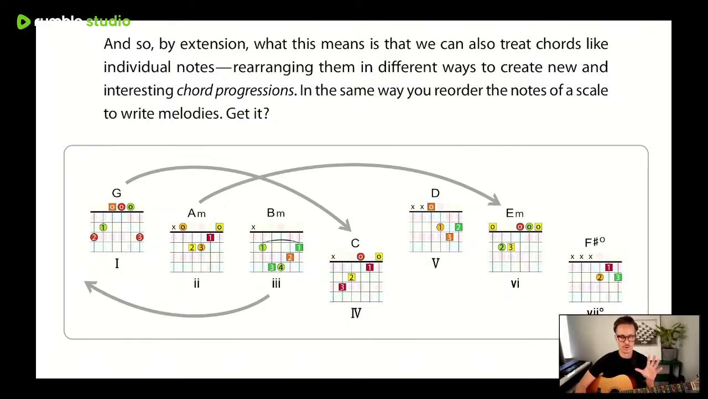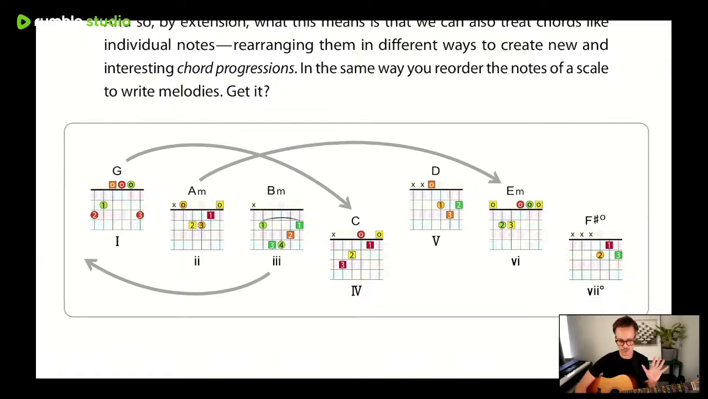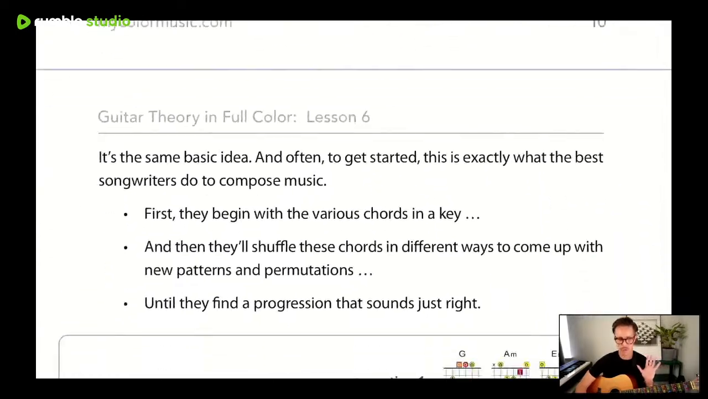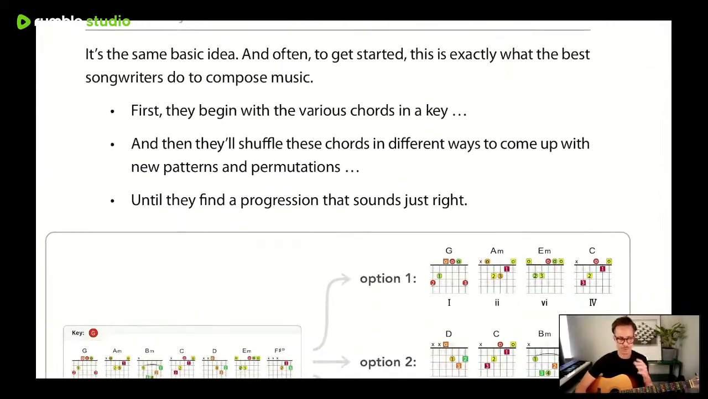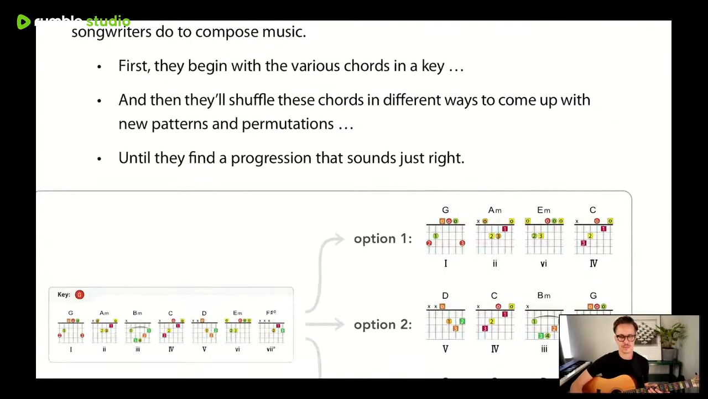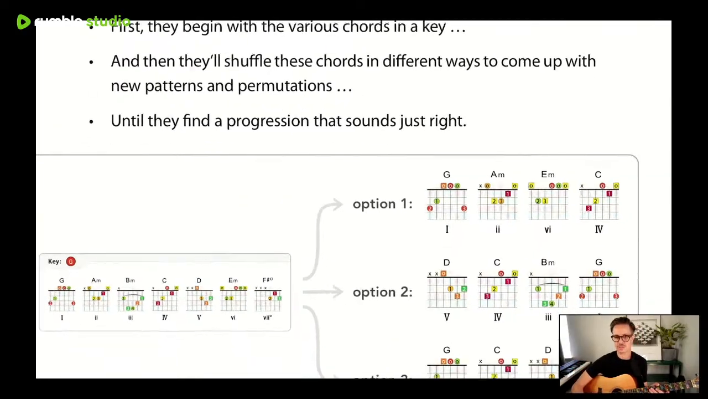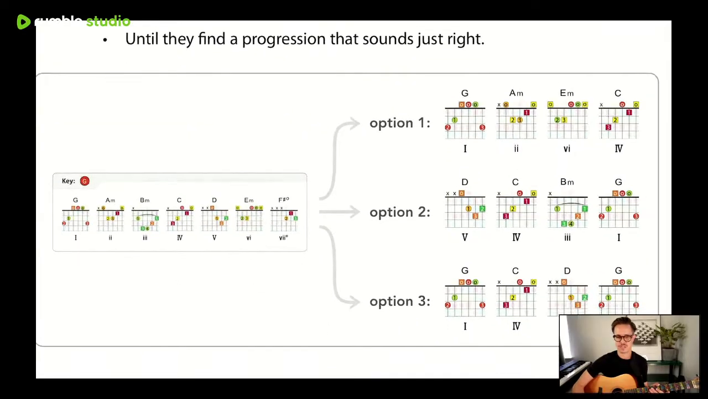Now, there's more of a method to the madness than what I just showed you, but that's just a quick example. We're going to get into how you arrange the chords in ways that really make sense and guide you as you go. It's the same basic idea, and often, to get started, this is exactly what the best songwriters do to compose music. First, they begin with the various chords in a key, and then they'll shuffle these chords in different ways to come up with new patterns and permutations until they find a progression that sounds just right.